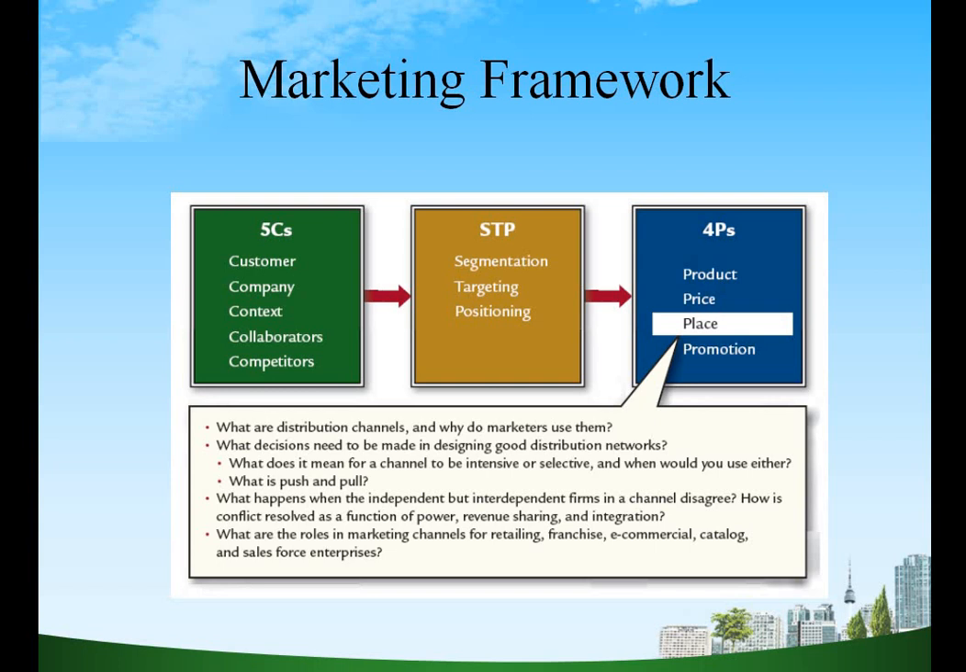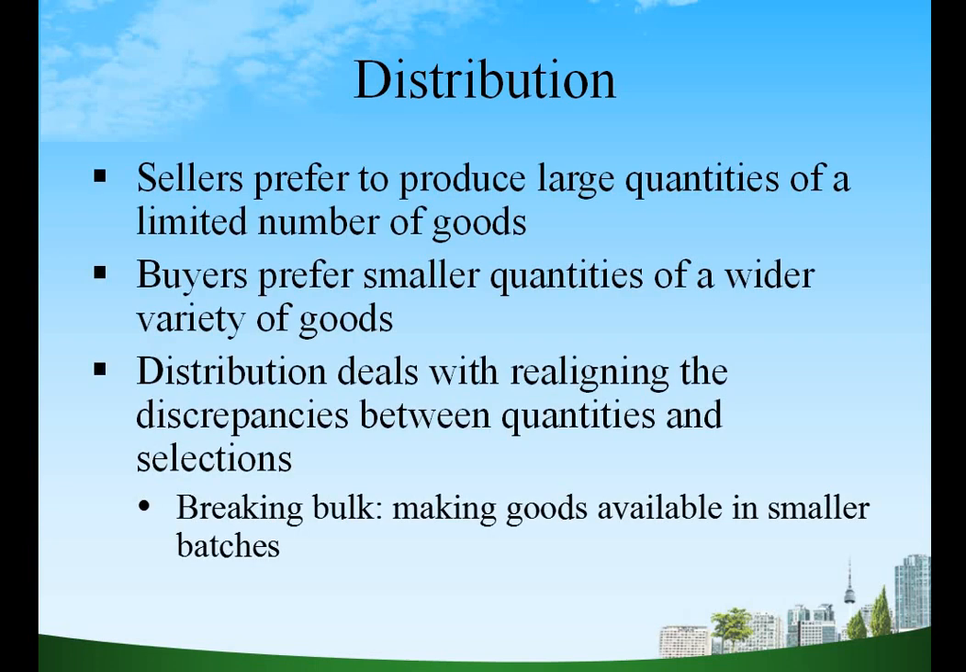There are also other 3 P's, which are people, process, and physical evidence. Out of the 7 P's of marketing, place is very much essential, and we focus on the place concept. Next, we will discuss what distribution means in terms of marketing.